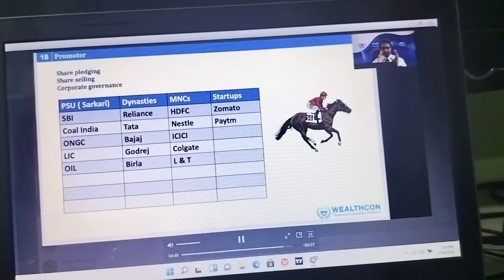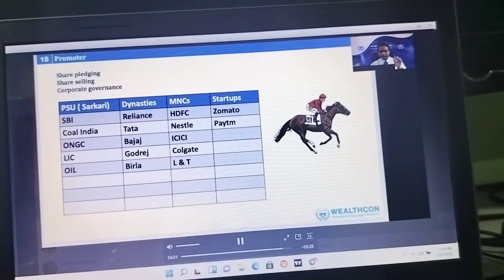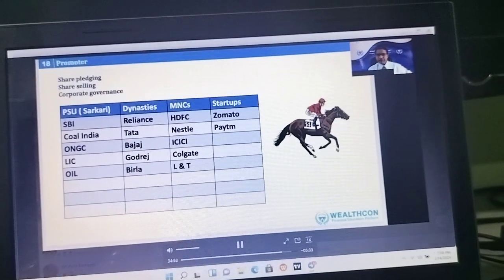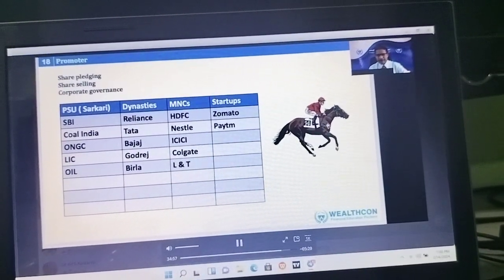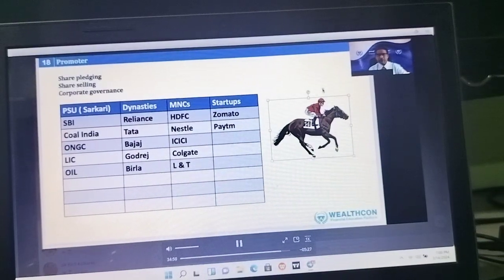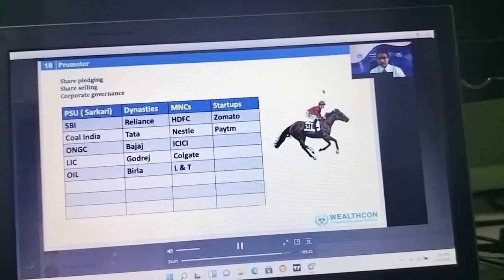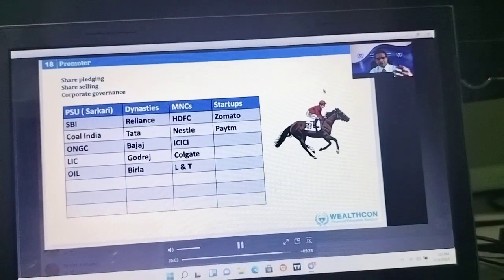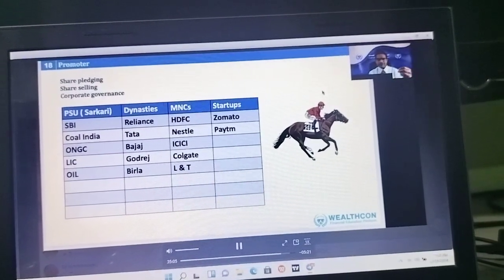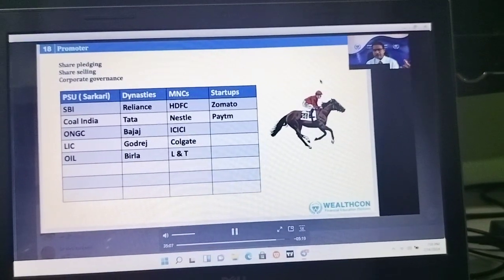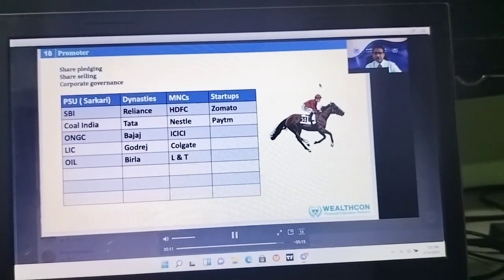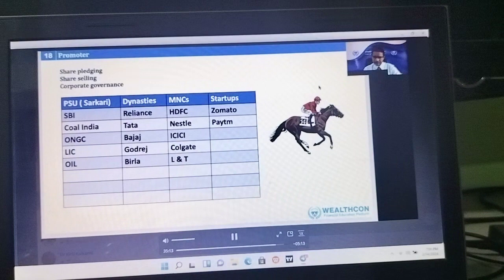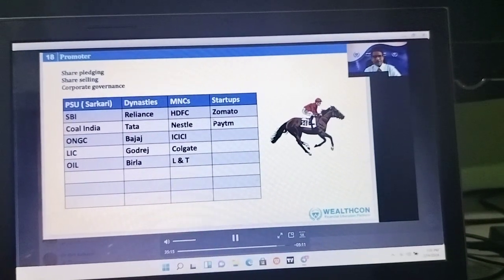You divide promoters into different classes because when you are putting your money in, there is a metaphor that the company is the horse and the promoter is the jockey. We need both. Jockey should be good and horse should be good. What if the jockey is Anil Ambani? Even if the business of Reliance Communication was good or other things were good, the jockey was a blunder. So the jockey should be good.